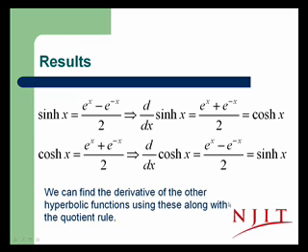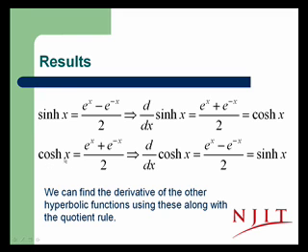Let's take a look at some of the implications. Let's look at sinh of x, which is e to the x minus e to the negative x over 2, and let's take a look at its derivative. The derivative of e to the x is e to the x. The derivative of minus e to the minus x is going to give you a plus e to the minus x. And we have the 2 on the bottom staying there. And that's just the definition of the hyperbolic cosine. So the derivative of hyperbolic sine is hyperbolic cosine.